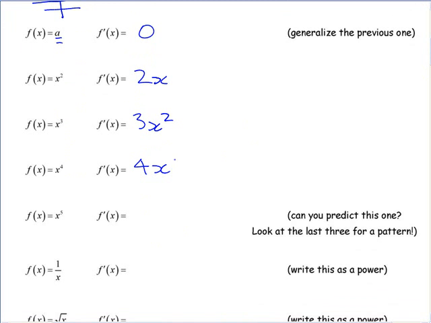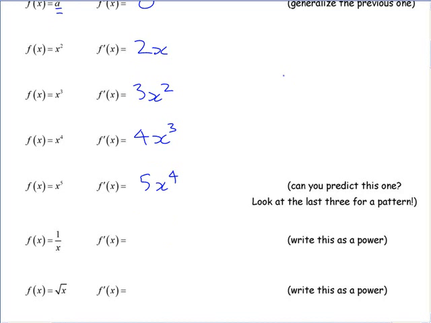This one maybe takes a while to actually expand out, and this one is 5x to the 4th. If you look at that then, the pattern, and I think I asked a few of you x to the 9th, if you did the derivative of x to the 9th, if f of x is x to the 9th, then f prime is 9x to the 8th.